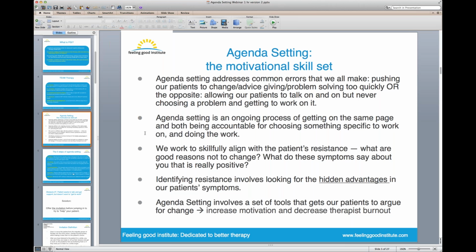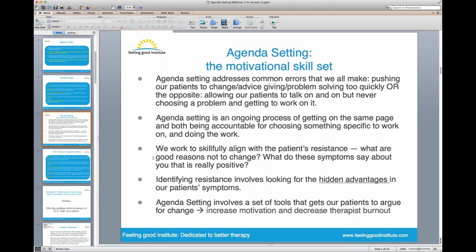Something we'll be talking about today is aligning with your patient's resistance, thinking with your patient about what are good reasons not to change, and what your patient's symptoms say about them that's really positive or beautiful or an expression of their value system.